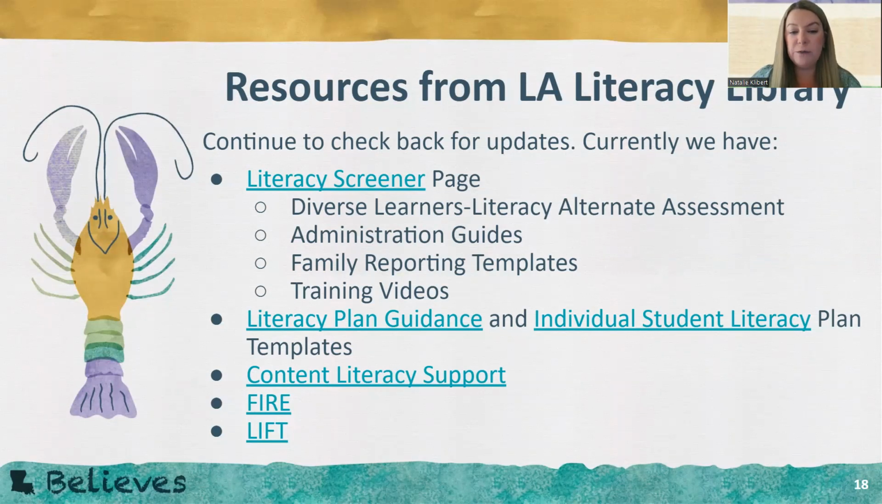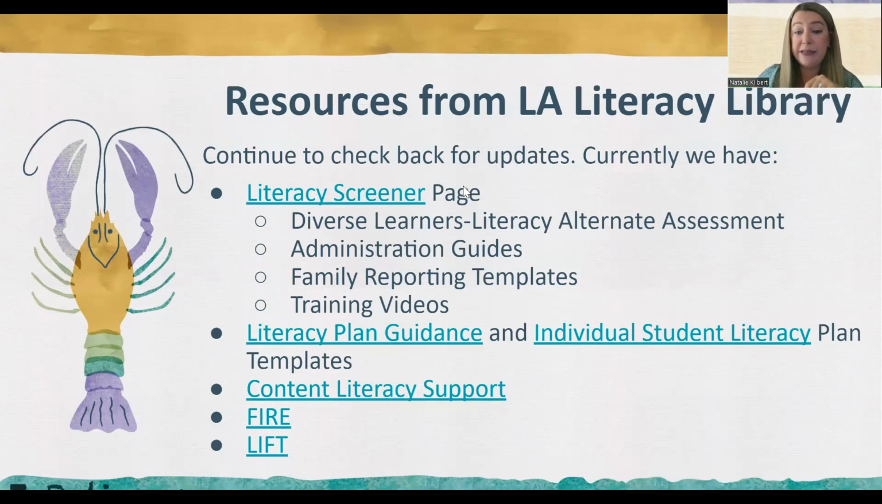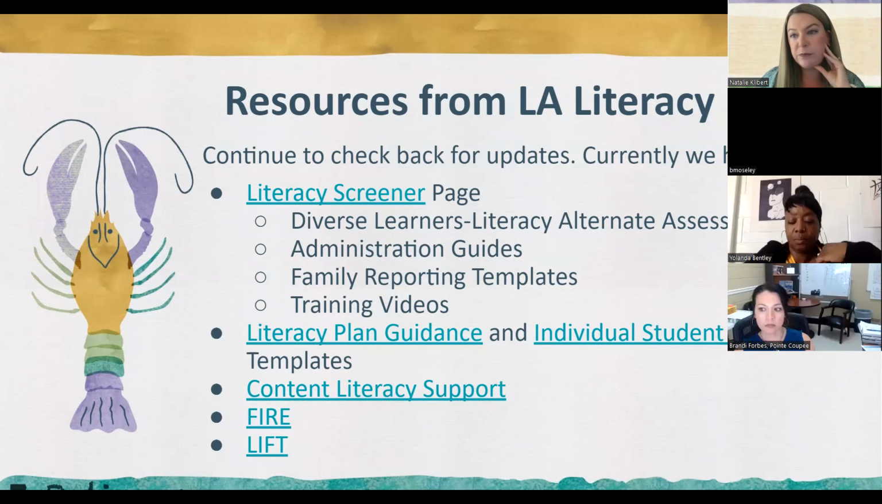We also have, in our first pillar, literacy plan guidance and individual student literacy plan templates. Some of the legislation that passed recently requires students who score below the benchmark to have an individual student literacy plan, and that's communicated with parents. So we have all those templates available for you. There are three main resources we've developed in the last year and a half: our content literacy series, our FIRE kit, and our LIFT kit. If you don't know about those, please make sure you ask about them, because they're fantastic free resources that you can be using with your teachers.